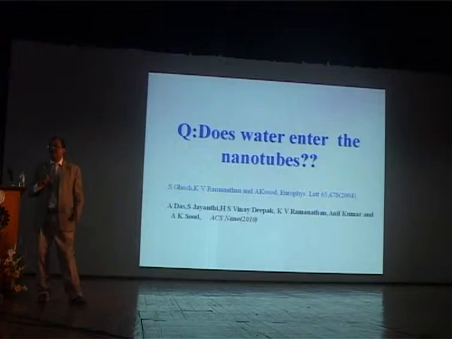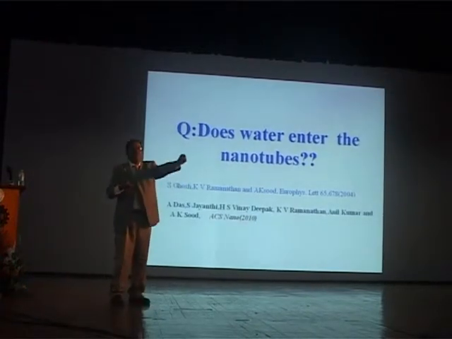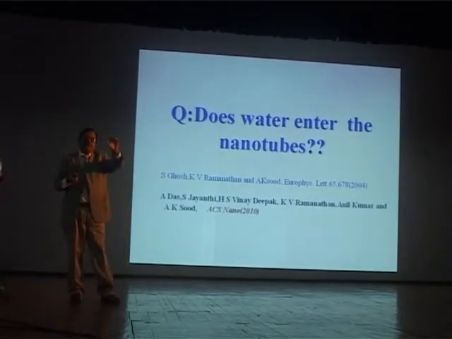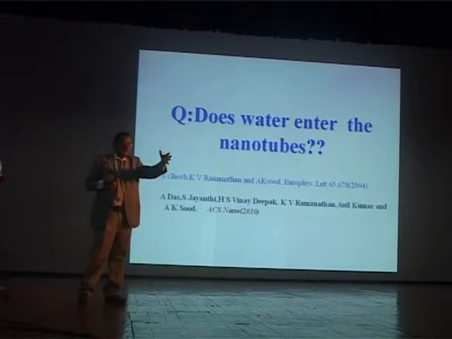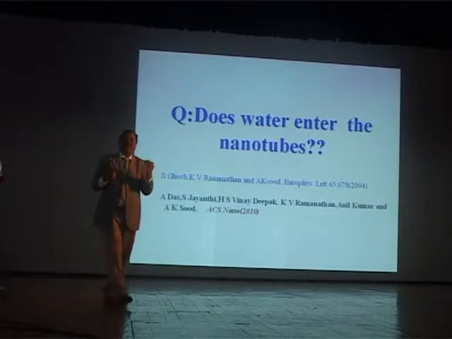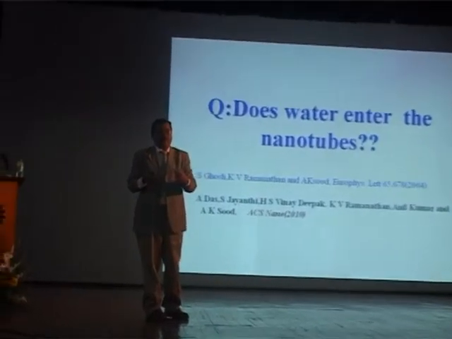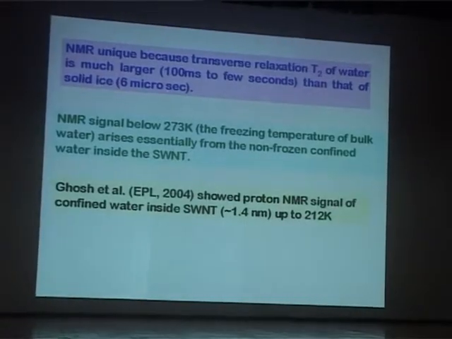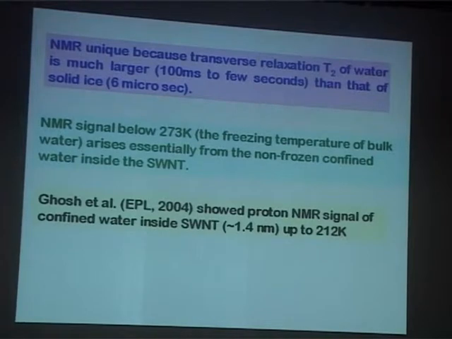Now how do we do the experiment to show that water is inside the nanotube? There is no easy way we can fill a 1 nanometer tube. So what we do is, we put a very small quantity of nanotube in water. So water goes in, water is outside. Now we need a technique which is only sensitive to confined water. That's where nuclear magnetic resonance, proton NMR, comes to our help.